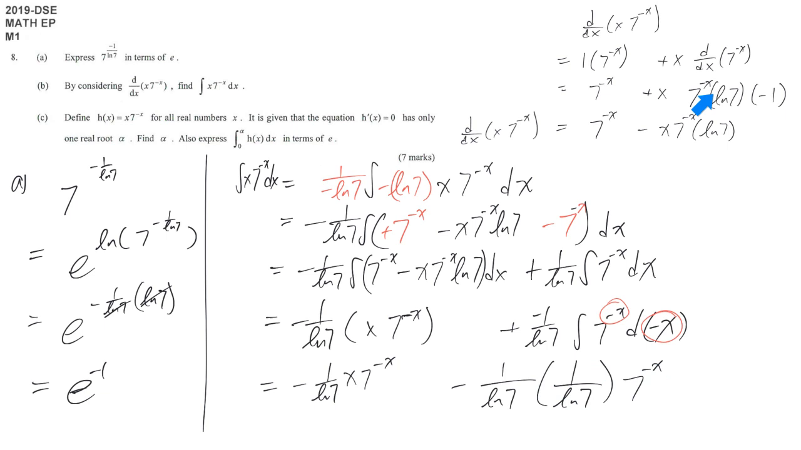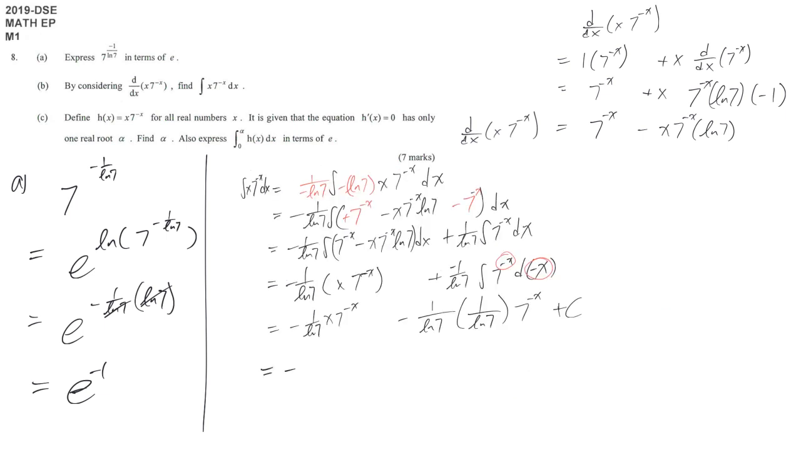This rule is just the opposite of when you differentiate this, you have to times natural log 7. In reverse, that means you have to divide by natural log 7. And then don't forget it's not finite, so you have to write down plus c. Therefore, we get the final answer.